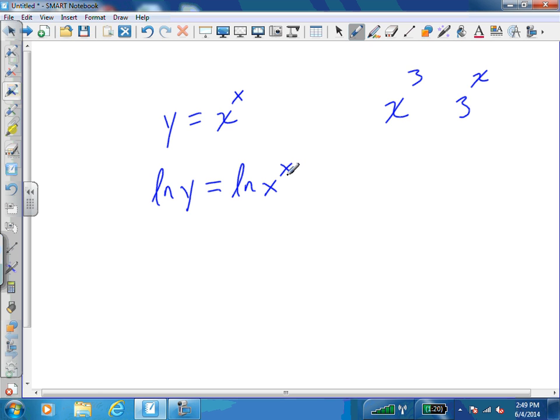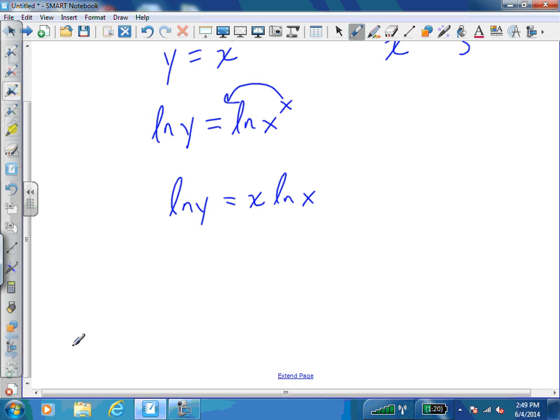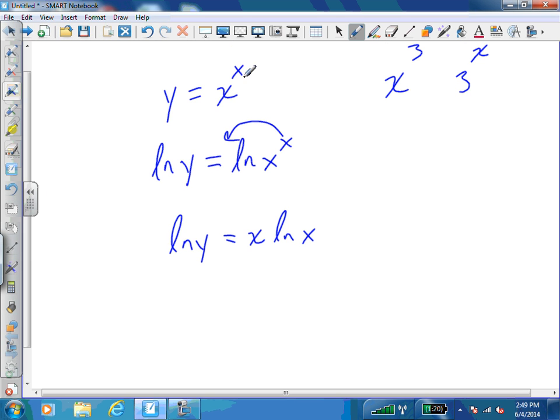If we have something to power, what can we do with that exponent? So we haven't taken a derivative. All we've done is rewrite this function. We've taken it from y equals x to the x, and we took log of both sides, simplified it a little. Now we can take the derivative of both sides here. We know how to take this derivative. We know how to take that derivative.